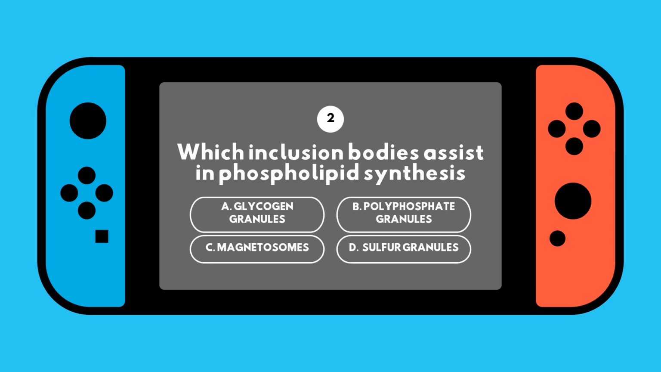And sulfur granules also have the same purpose as glycogen granules. In some bacteria, sulfur and sulfur compounds are oxidized instead of carbohydrates in order to give you energy. So they're not the answer. The only answer left is polyphosphate granules, which assist in DNA synthesis and phospholipid synthesis.